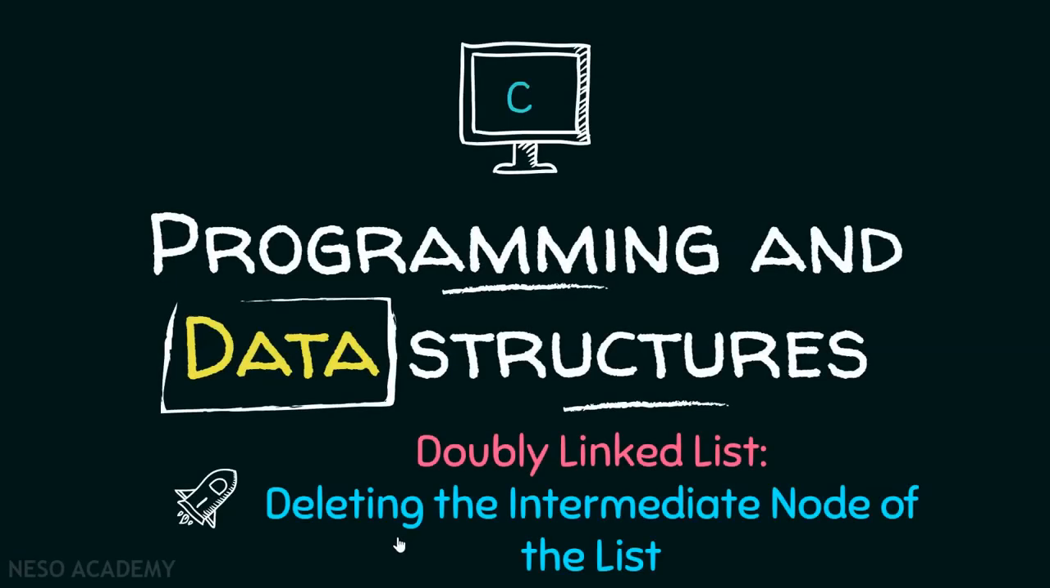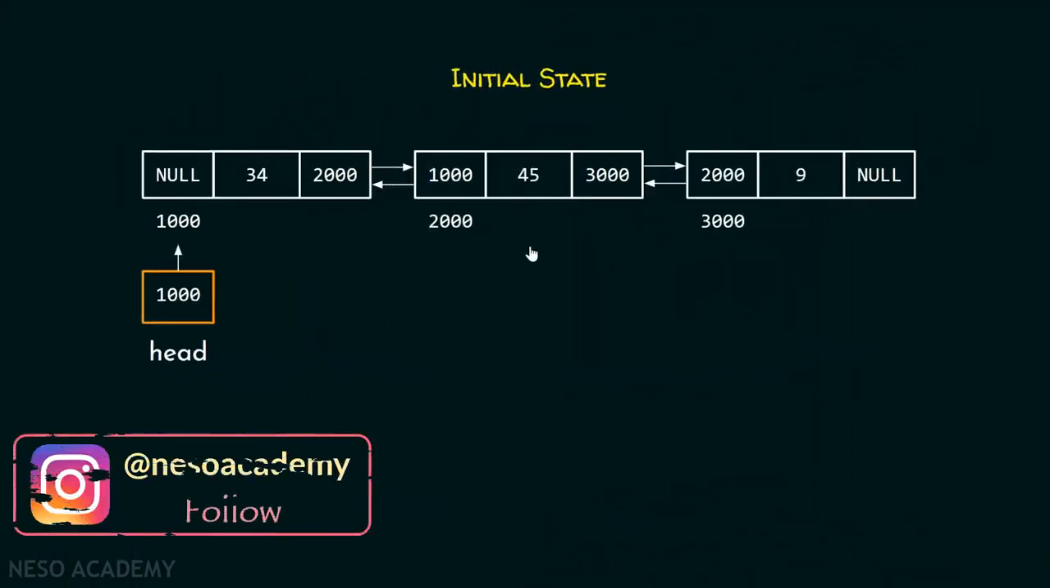In this presentation, we will learn how to delete the intermediate node of the list. So let's get started. Here we will consider this initial state of the linked list, and that too a doubly linked list. There is a head pointer pointing to the first node of the list. Our target is to delete this particular node at position 2.